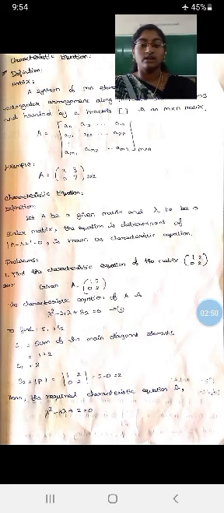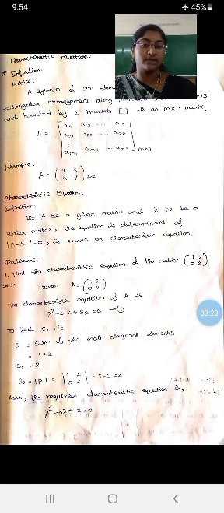For the value of S1, take the sum of the main diagonal elements. Here the main diagonal elements are 1 and 2. Sum means addition. So 1 plus 2 equals 3. So here we found the value of S1. Next we have to find the value of S2. S2 is nothing but modulus A, that is the determinant of A. So write the given matrix as a determinant 1, 2, 0, 2. Now solve this: 2 minus 0, which equals 2. Here we found the value of S2.